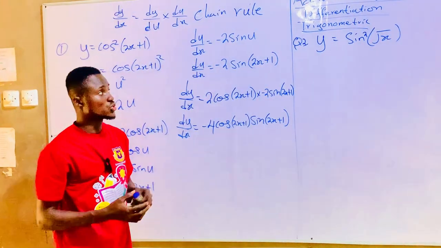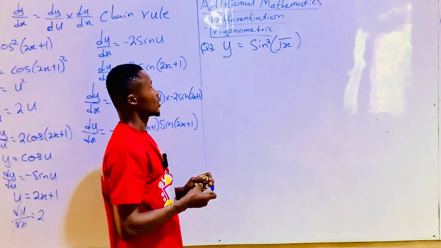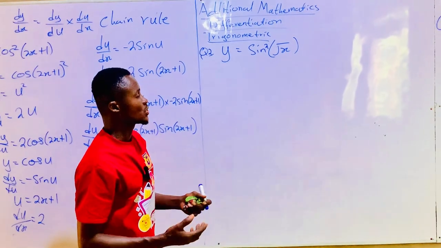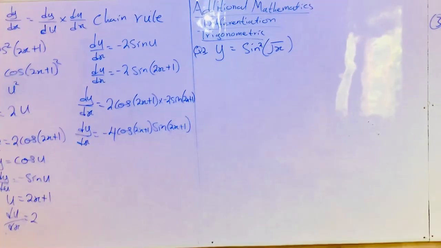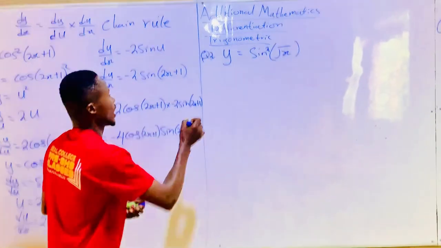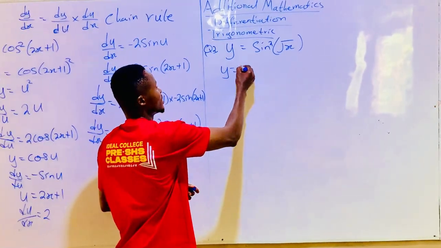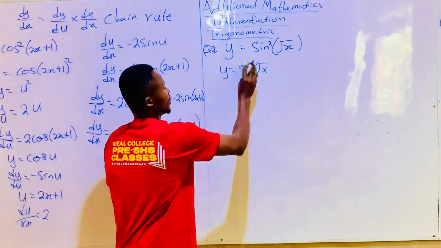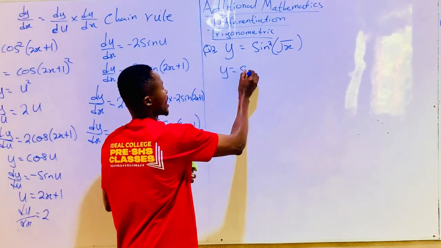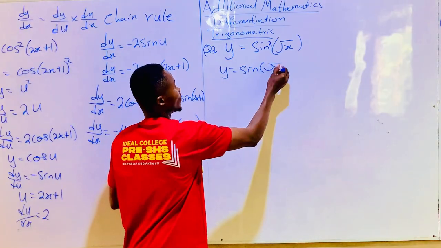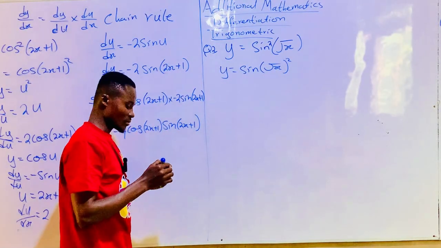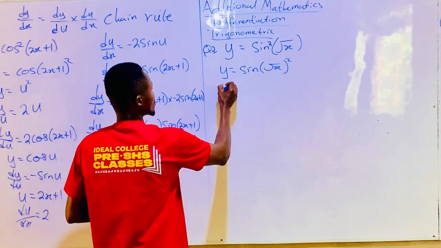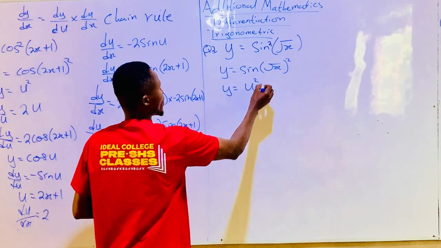Now we'll head to example 2 over here, which says that y is equal to sine squared root of x. As we have already studied, we have to rewrite the equation. So our y will be equal to sine, we have to rewrite it. So our sine will be sine into bracket root of x all squared. So we have to pick our y equal to our u. So our y will be equal to u squared.